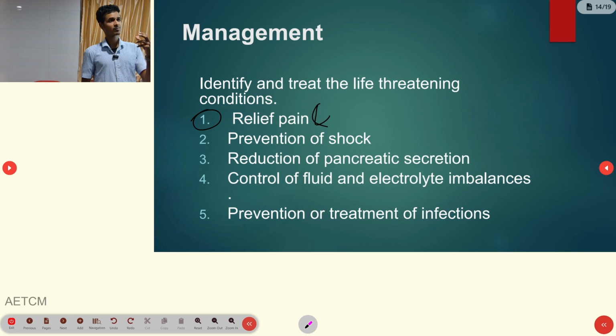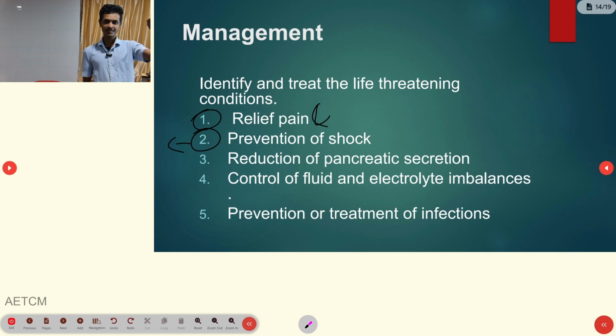And then if the person has pain because of any muscle spasm, then we can go with any antispasmodic, dicyclomine, that also we can try. And then the second thing is prevention of shock. So in pre-hospital, mainly prevention of shock, that mainly will happen in the in-hospital.